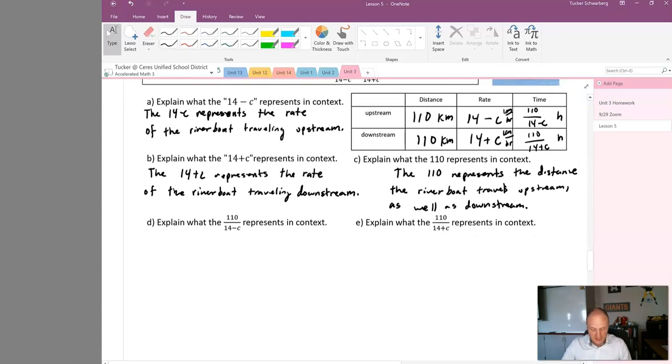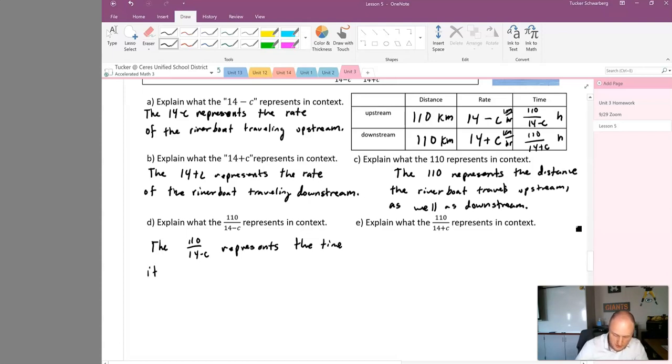All right, part D. Explain what the 110 over 14 minus C represents in context. Okay, so the 110 over 14 minus C, the minus C tells me that this is going to be an upstream situation. And then since it's a ratio, this looks like it's going to be time. So we can say the 110 over 14 minus C represents the time it took the riverboat to go upstream.